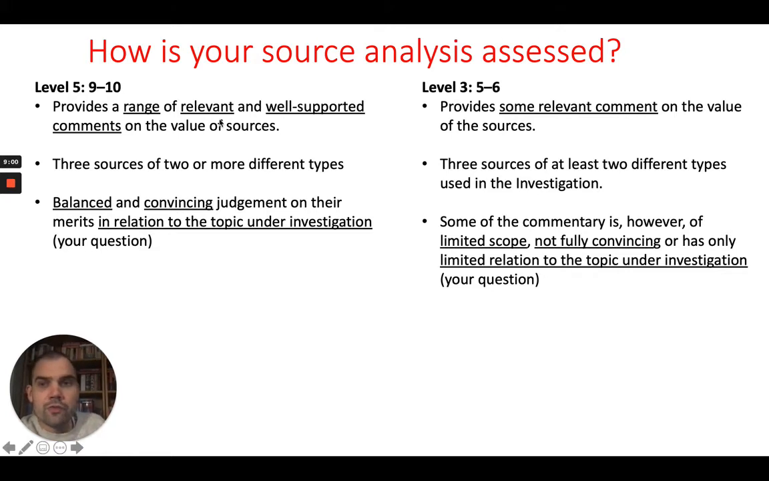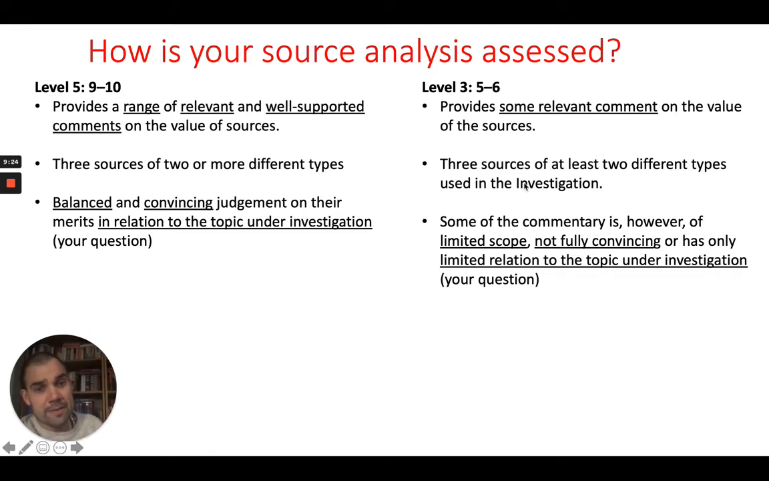Now, the other side of it, just in terms of what a 5 or 6 out of 10 would look like, and I'll show you an example of what this looks like in a minute. So you provide some relevant comments on the value of your sources. So again, the difference with level 5 is there's not a range of well-supported ones. You're giving relevant comments, so they're not wrong about the value of the sources, but maybe they're a bit underdeveloped, or maybe there's not enough of them.